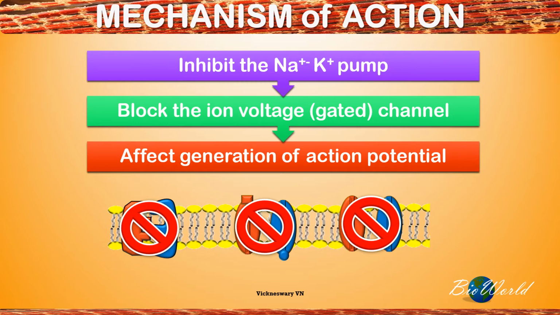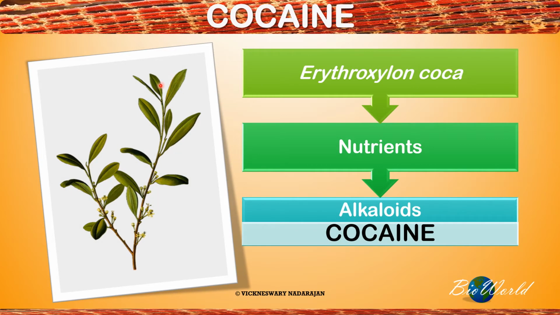Now that we have seen the drug action in general, let's go into the details of each drug according to our syllabus. Start with cocaine. Cocaine is a drug that is extracted from a plant known as Erythroxylon coca. This plant is rich in nutrients and alkaloids, but one of its alkaloids is cocaine. Let's have a look at what cocaine can do to us.